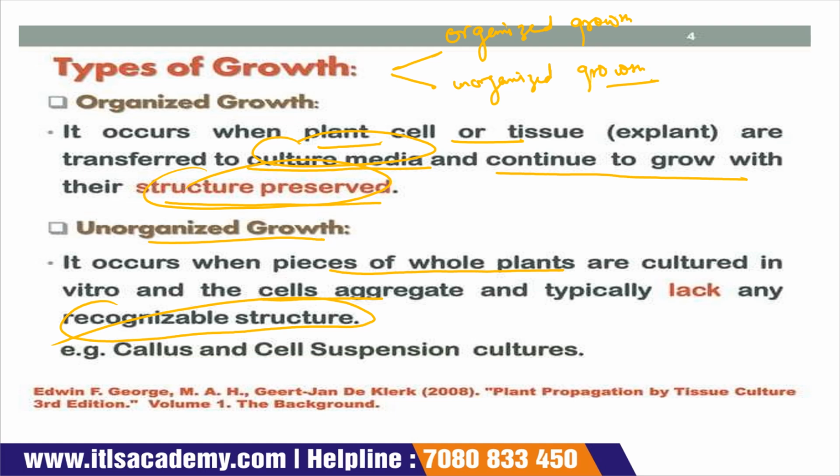In organized growth we recognize the structure because the structure is preserved, but in unorganized growth the structure is not recognizable, because the structure is not preserved. For example, callus and cell suspension culture are examples of unorganized growth.